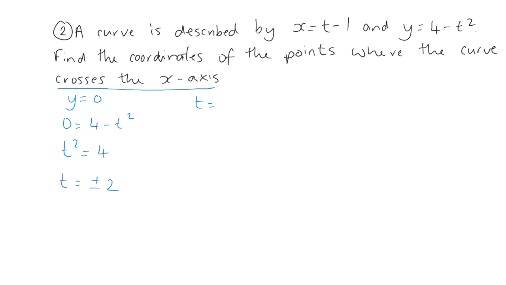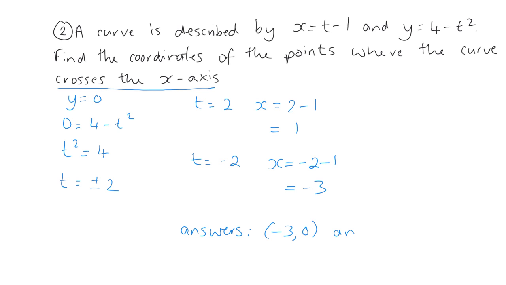So when t is 2, x then is t minus 1, so 2 minus 1, which gives us 1. When t is minus 2, x is minus 2 minus 1, which gives us minus 3. So our answers then, it crosses at minus 3, naught and 1, naught.